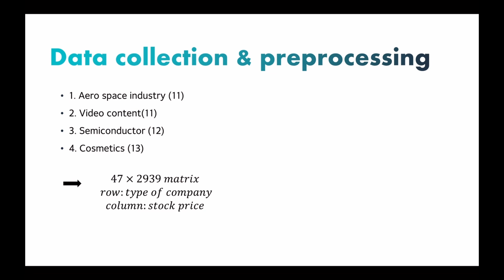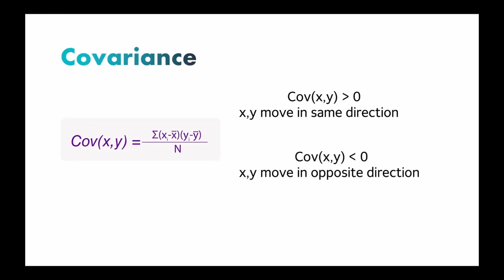And I'll explain why we chose categories that seem not to be related by explaining the term covariance. Covariance is a value that shows the correlation between two random variables. If the covariance is positive, it means that they tend to move in the same direction, and if the value is negative, they tend to move in an inverse direction. The formula of covariance is shown on the slide.